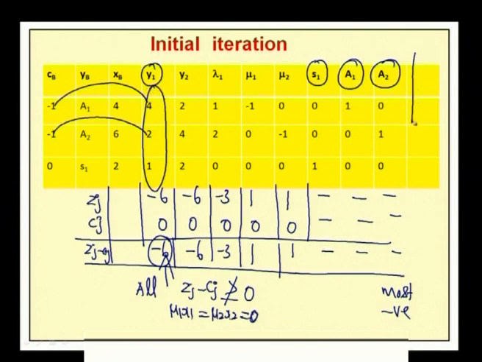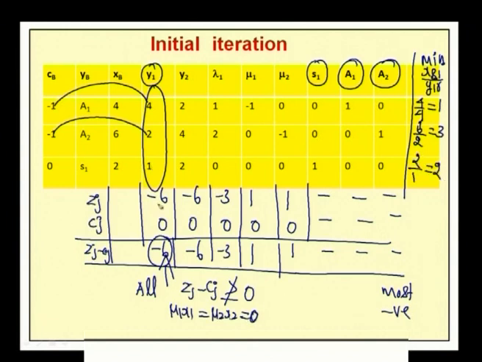Once we fix the entering variable, next we have to compute the minimum ratio of xbi by yir, where yir should be positive. Therefore, for this entering variable, xb is 4, so 4 by 4 gives the value 1. Then for the second one, xb value is 6, so 6 by 2 gives 3. Now, for the third one, xb value is 2 and yir value is 1, so 2 by 1 is 2.